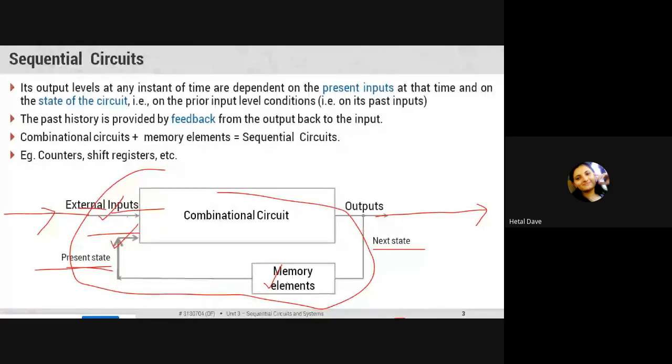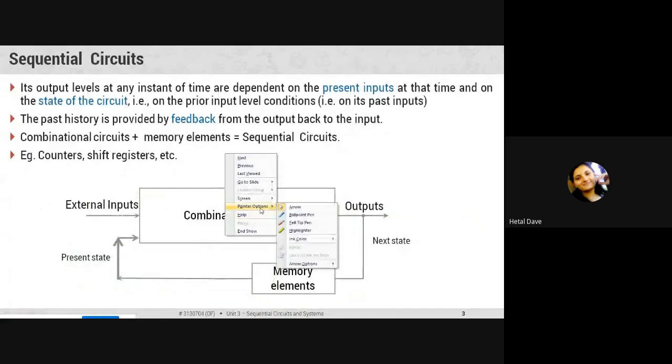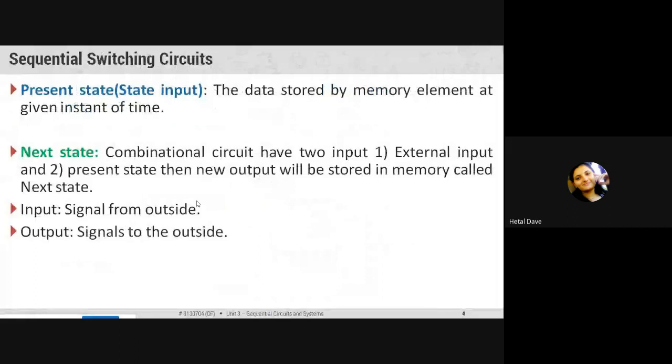Please remember, wherever it is needed, I put animation so you can understand. First of all, understand flip-flop in a better way. Once flip-flop is understood, then we can design counter and register. We will see the next part later on. So everyone will write down present state, next state, input and output; external input or only input, and external output. Please write these four definitions: present state, next state, input and output.